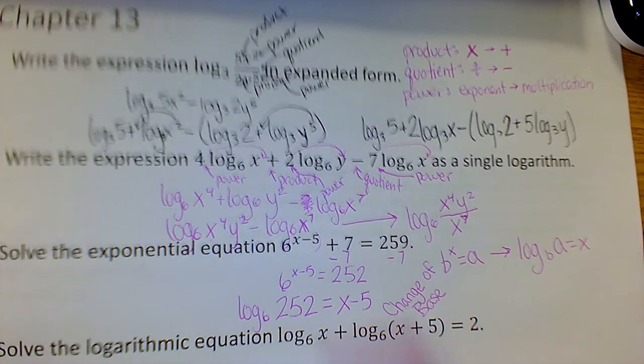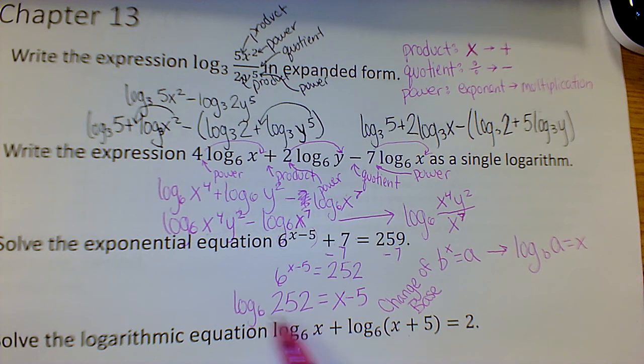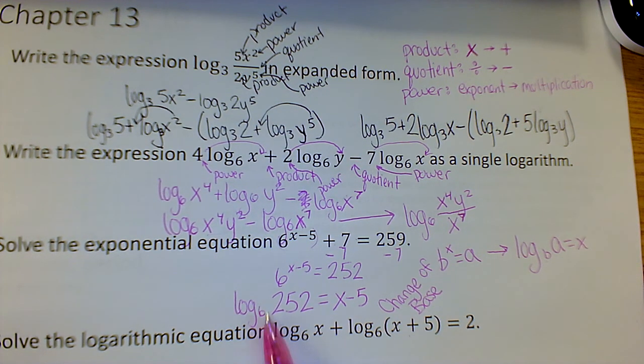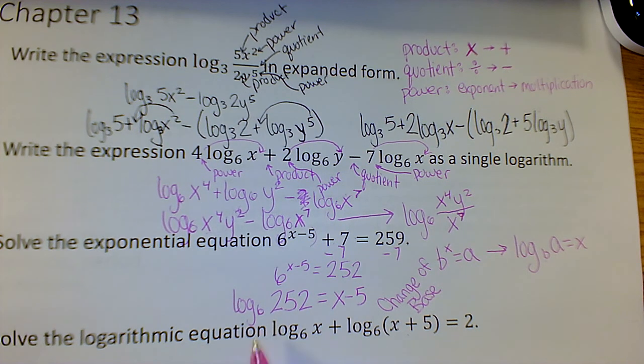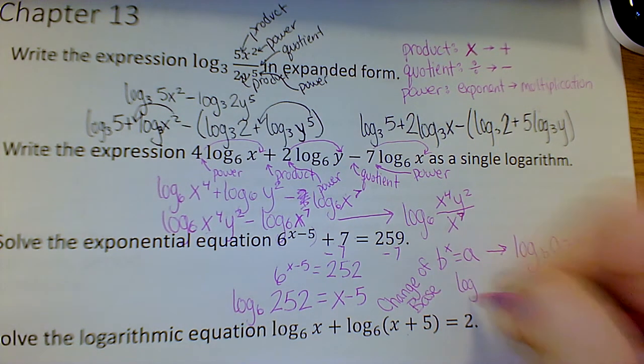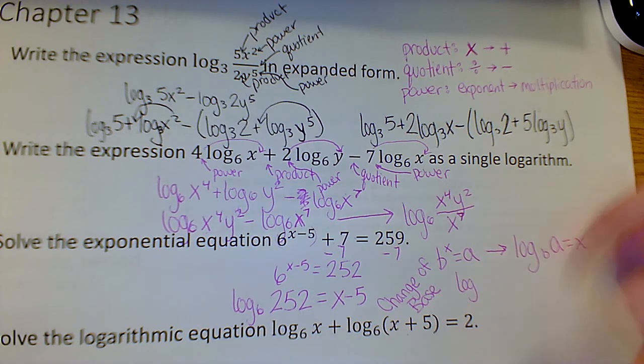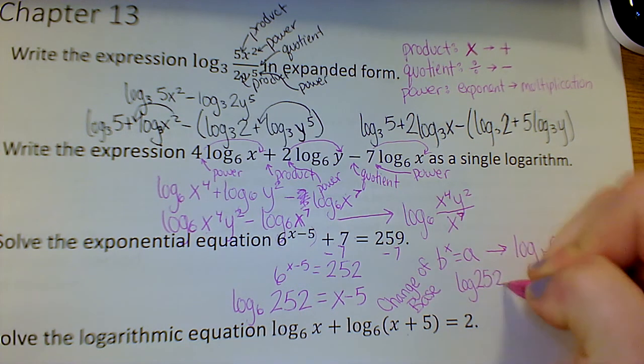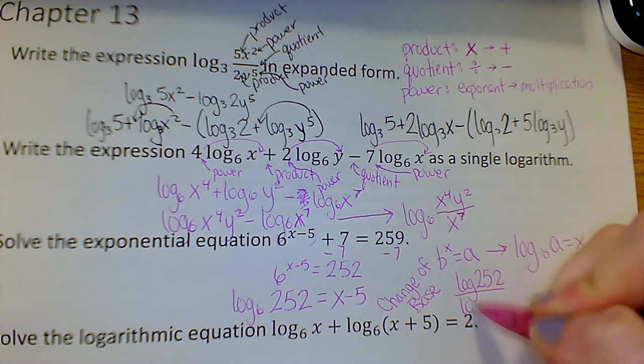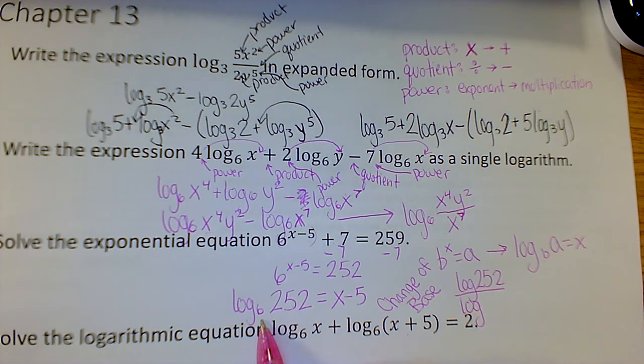And so I'm going to apply change of base here in order to make this a number, because our calculators only know log base e and log base 10. They don't know log base 6. So we're going to do that now. Log of our argument, right? So log 252 divided by log of our base. In this case, that's 6.